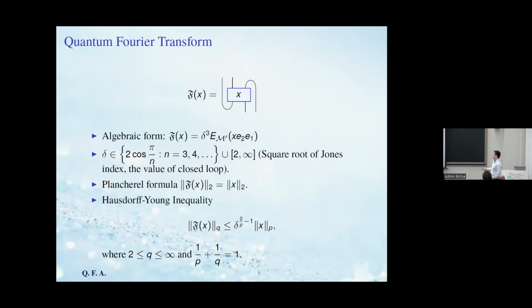Then we will have the Hausdorff-Young inequality. It's very similar to the classical one. We also have Q from 2 to infinity, P from 1 to 2. But the coefficient changes. In the classical one, this is A^P, and if you consider a locally compact abelian group, this usually is 1, because for a finite abelian group, this is 1. But here, it depends on the quantum dimension, this quantum number. So this is quite different from the classical case. That is what I want to say.